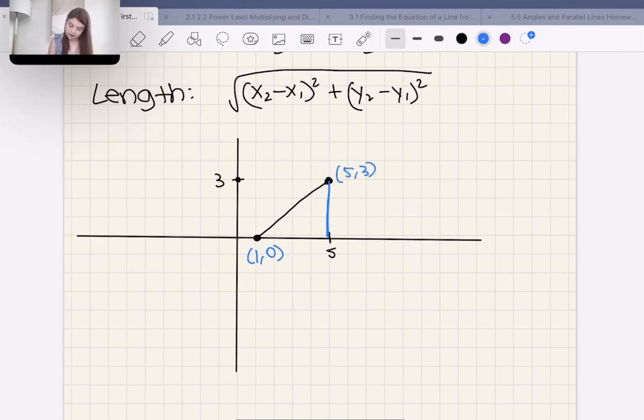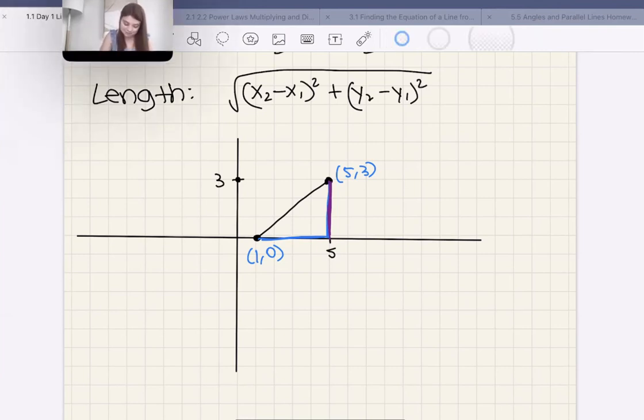Right? So the x values are 1 and 5, so that difference is 4. And then there's the difference with respect to y with 3 and 0. So it's this difference right there. And so essentially it's like, okay, well, what is this? This is Pythagoras' theorem, right?